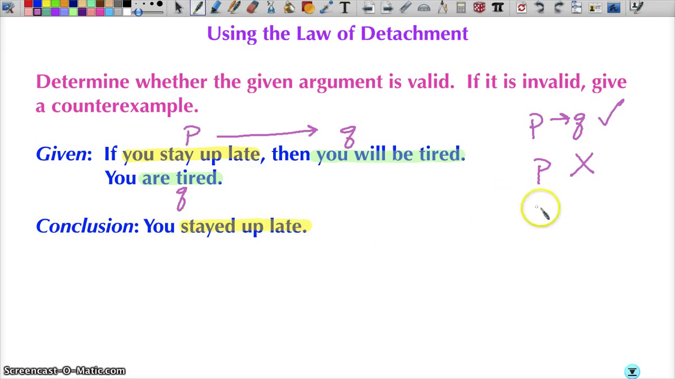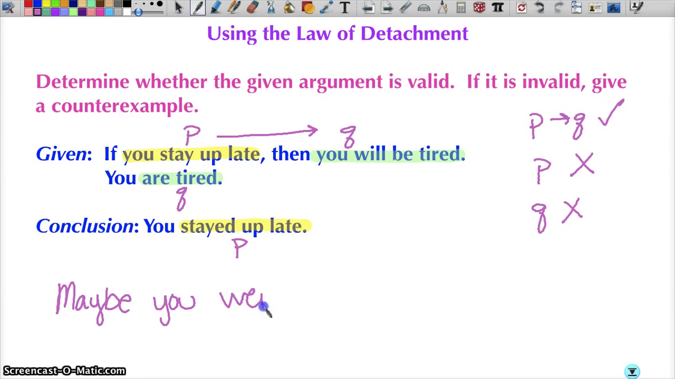Well, not only does it not follow the law and the pattern that it should, but if you think about it, if you stay up late, then you'll be tired. You're tired. That doesn't necessarily mean that you stayed up late. Maybe you just didn't sleep well. Maybe you were sick. Maybe, like I said earlier, you just didn't sleep well. So all you're doing is coming up with your counterexample, something to show why this wouldn't necessarily be a true statement, other than the fact that it doesn't follow the law.